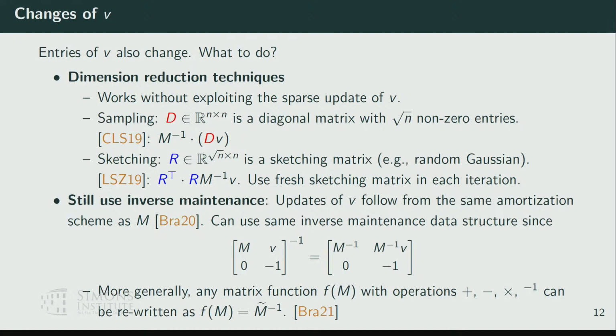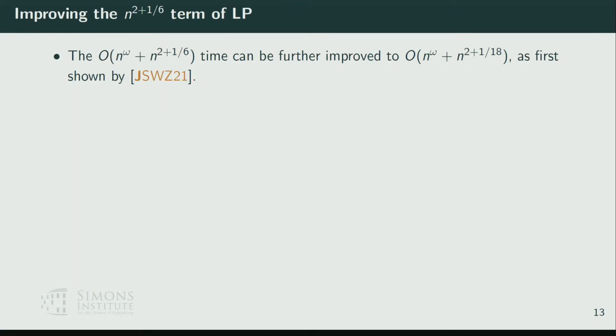And more generally, in a later paper by the same author, he showed that for any matrix function that only involves plus, minus, multiplication and inverse, we can rewrite it as the inverse of some larger matrix. So this inverse maintenance data structure can actually be used to maintain any matrix function that only uses these operations. Okay, so why am I saying these techniques? Because they are also useful when we want to further decrease this 1/6 factor. So let me continue to that now.